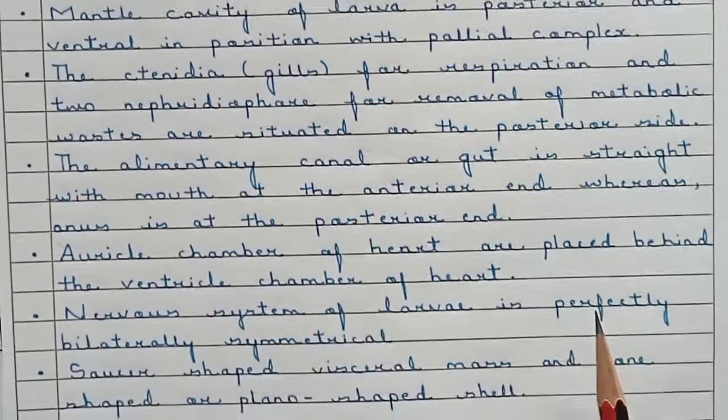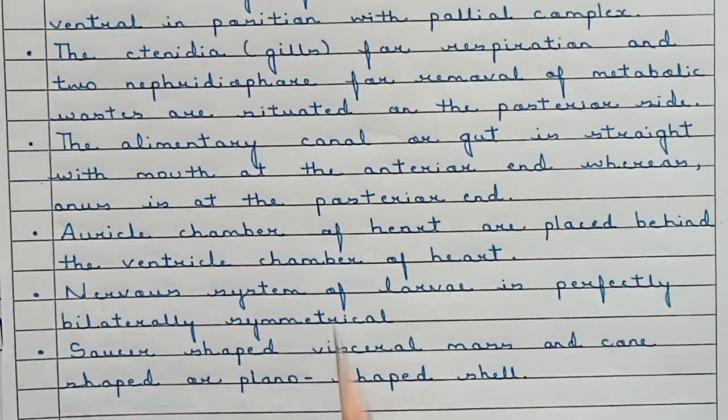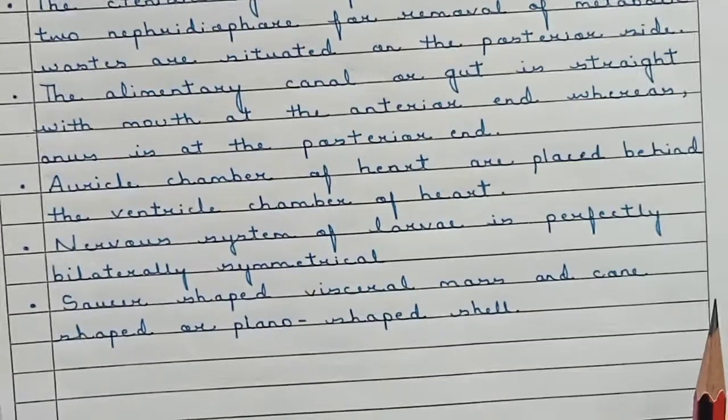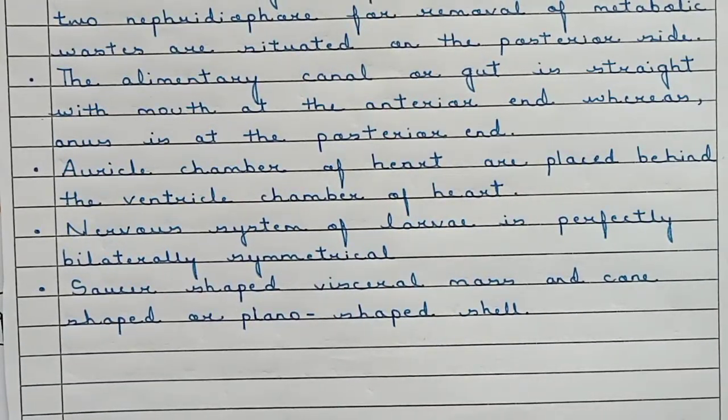Now if we talk about the heart, the auricle chamber is placed behind the ventricle. You understand auricle and ventricle? The ventricle is in front of the auricle, so the auricle is placed behind the ventricle before torsion. And its nervous system is perfectly bilaterally symmetrical. Now let us discuss the mechanism.